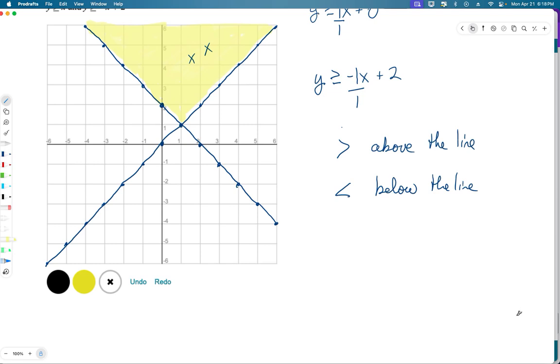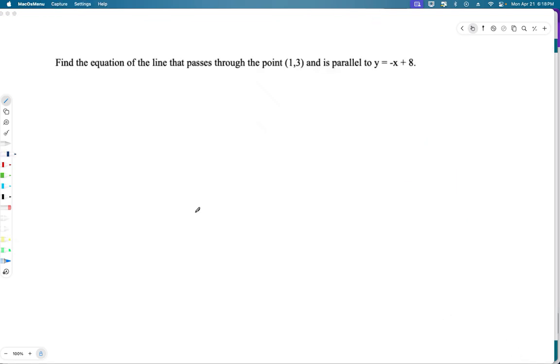Let's look at the next one. Okay, we want to find the equation of the line that passes through this point, (1, 3), and is parallel to y equals negative x plus 8. So if it is parallel, that by definition means same slope as this line.